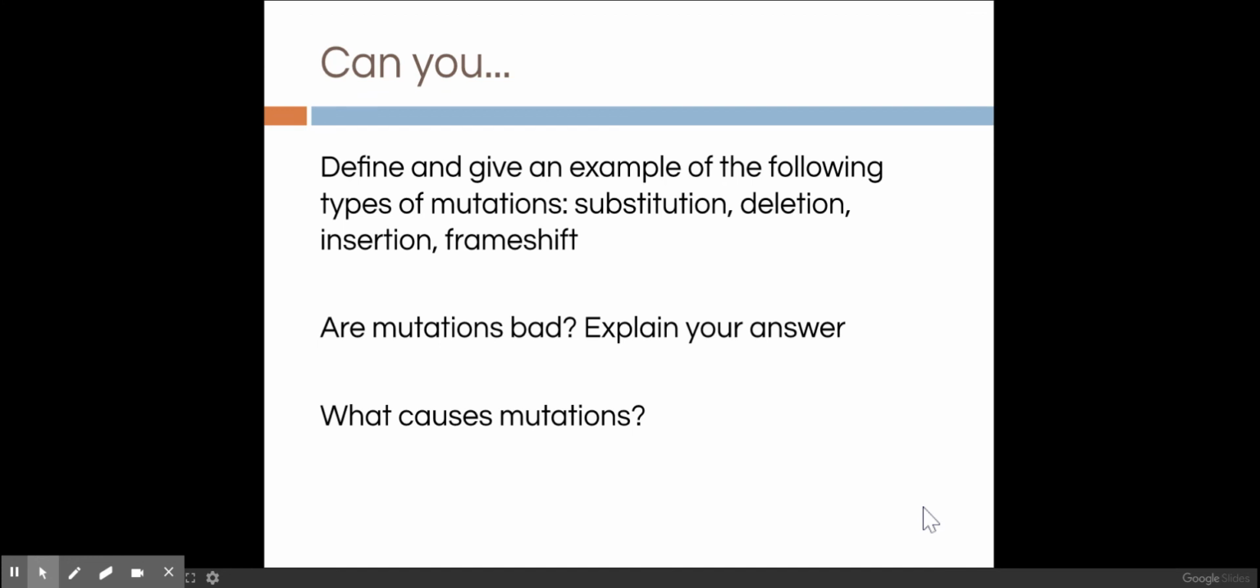Then, if you want to challenge yourself, there's something called a silent mutation. A silent mutation is when you have a change, but it does not affect the amino acid that you create. See if you can find an example of that, a change that you could make to a DNA sequence that would not affect the final amino acid.